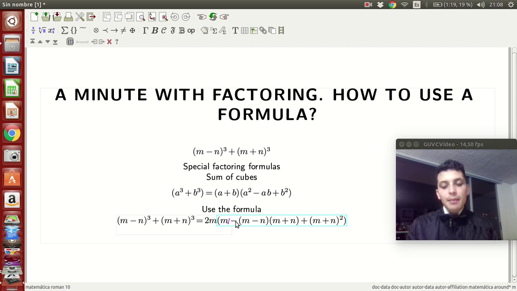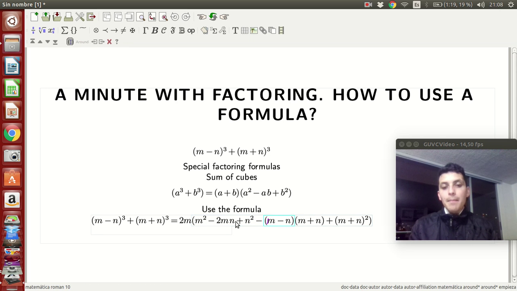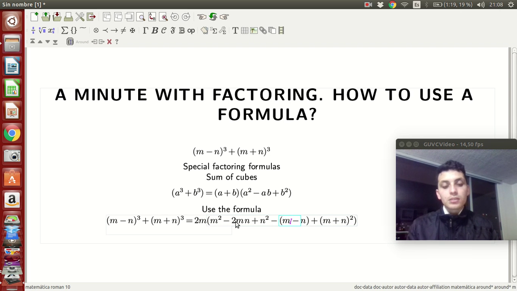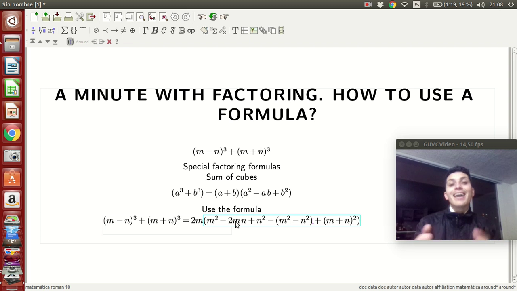So let's write it. Instead of m minus n to the second power, I'm going to write the perfect square trinomial: m squared minus 2mn plus n squared, minus m minus n times m plus n. This is just a difference of squares. If you don't believe me, just take m minus n times m plus n, and you will have the answer.